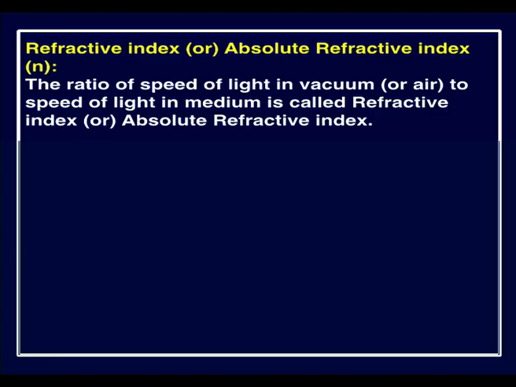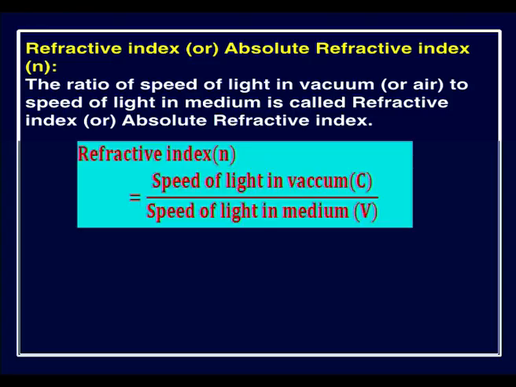Refractive index is also called absolute refractive index. It is represented by eta or mu. The ratio of the speed of light in vacuum to the speed of light in a medium is called refractive index. Refractive index is equal to the speed of light in vacuum divided by the speed of light in the medium. The speed of light in vacuum is represented by C, and the speed of light in the medium is represented by V.